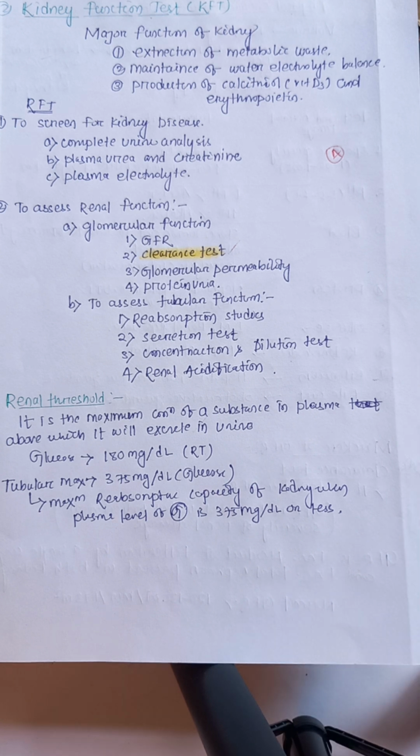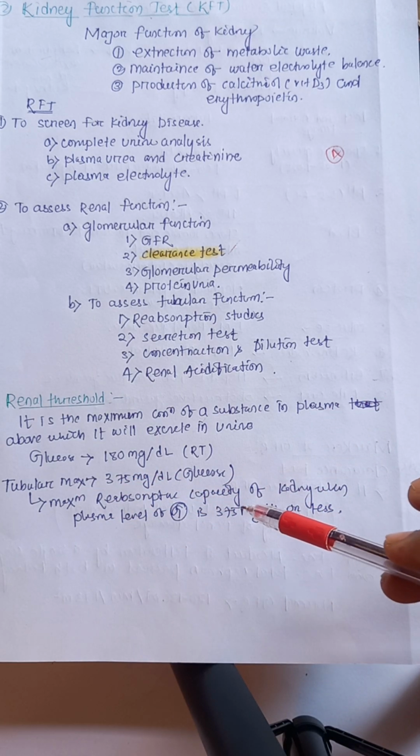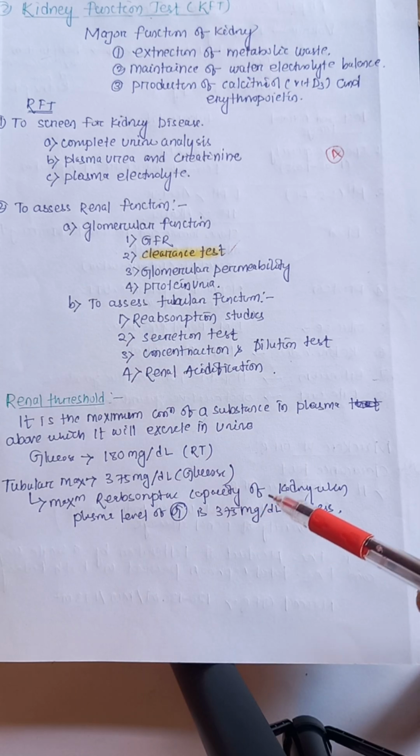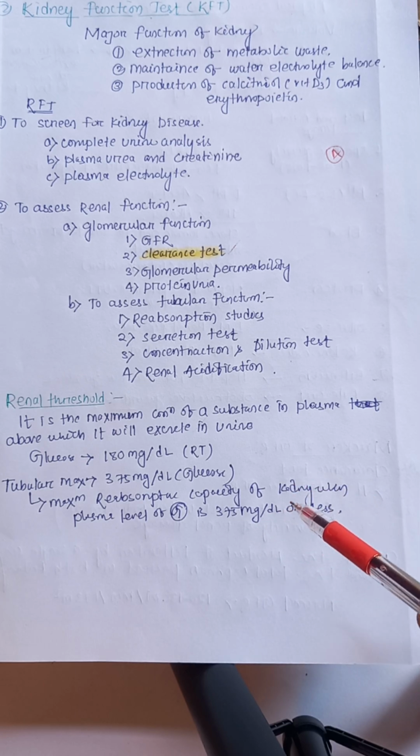One of the important ones is the clearance test. And one concept is called renal threshold: the maximum concentration of a substance in plasma above which it will appear in the urine. That is called renal threshold, and the renal threshold of glucose is 180 mg per deciliter. Another concept is called tubular maximum. That is the maximum concentration of a substance in the plasma above which the kidney cannot reabsorb it completely. If it is below that level, it can completely reabsorb that substance.